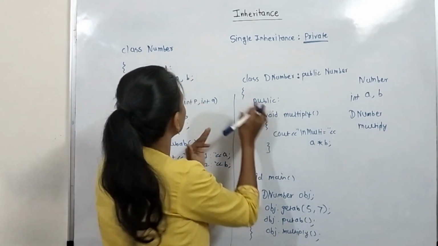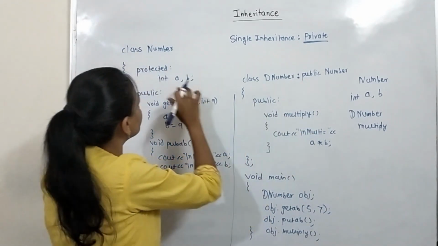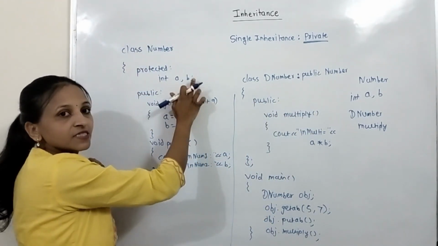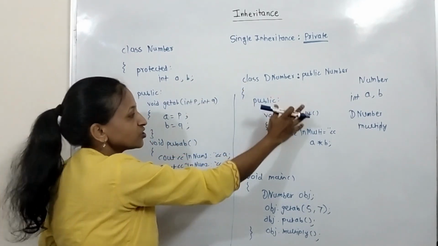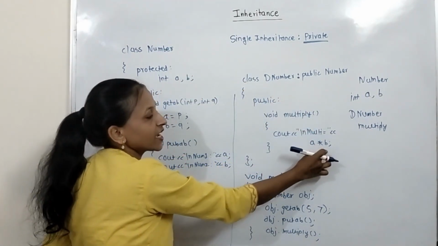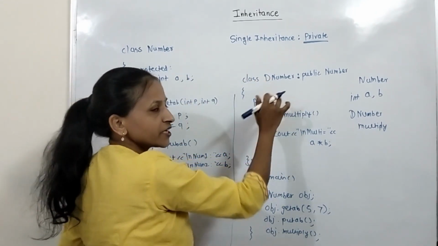Always keep in mind, protected will become protected in the derived class. But if these two data members are private, then that will not come here. That's why we cannot directly access A and B here. Always keep in mind, and protected will become protected means what?